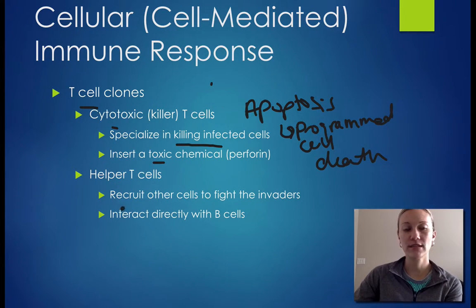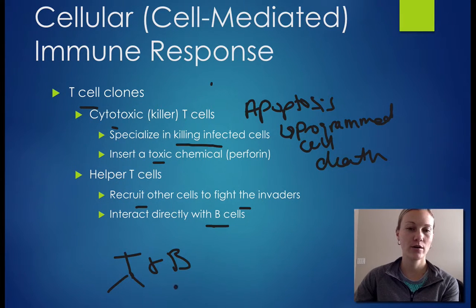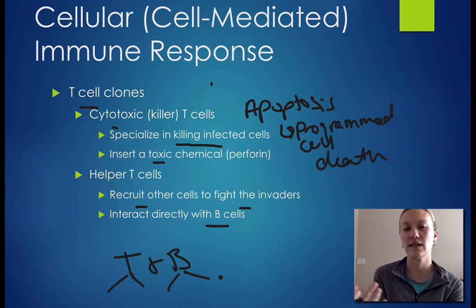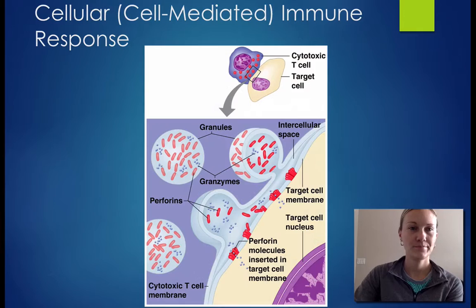Then you have helper T cells, which recruit other cells to help fight the invaders, and they interact directly with B cells. So T cells and B cells basically work together. Some T cells become cytotoxic, some become helper. B cells, some are just involved in the immune system response, and some of them are memory. So there are different specific forms of each of these cells, but in general we just call them T and B cells.